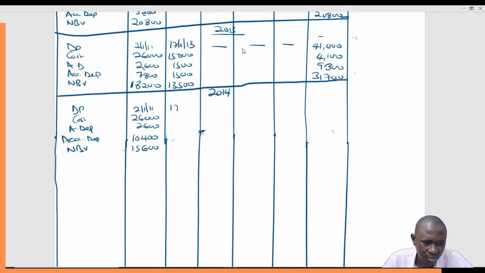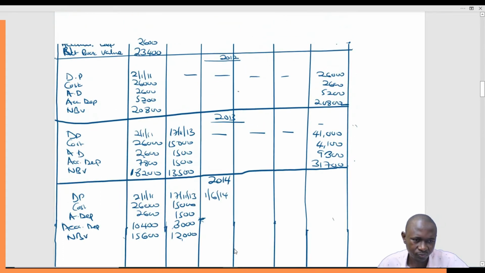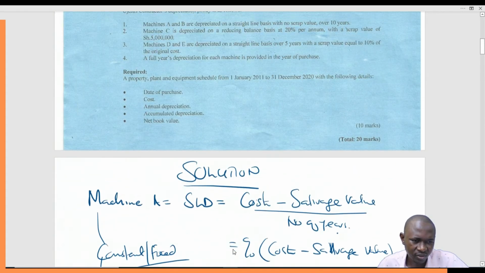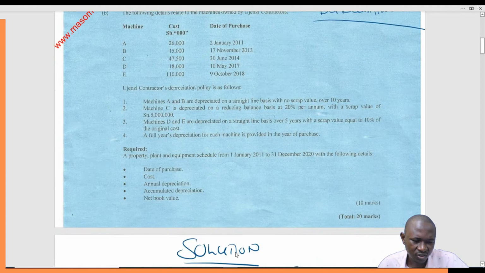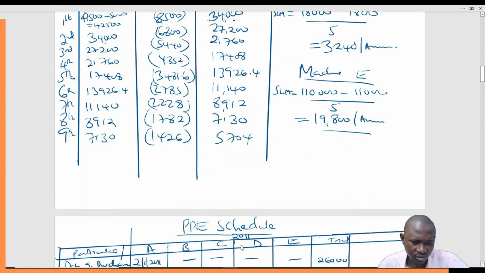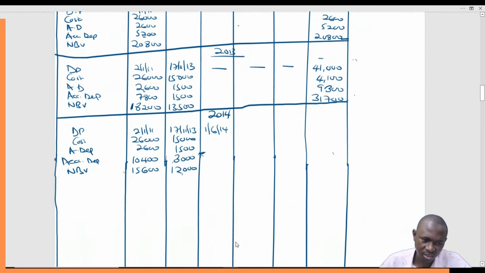Then we go to the second one, 17/11/13. That's when it was bought. The figure was 15,000. Annual depreciation is 1.5, so accumulated depreciation is 3,000, and the answer is 12,000, 15 minus 3. Then you come to this one, which was bought on 1st June 2014? I think so. Let's just confirm. The figure is 30th June 2014, 47,500. So this is 30th June, and the figure is 47,500.